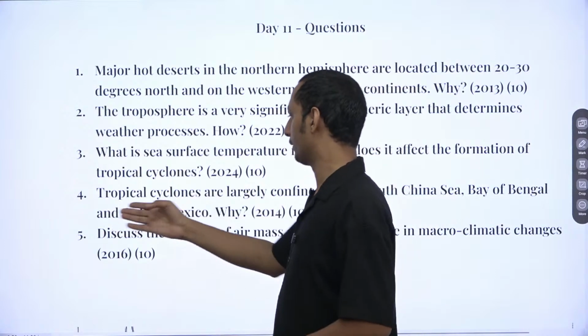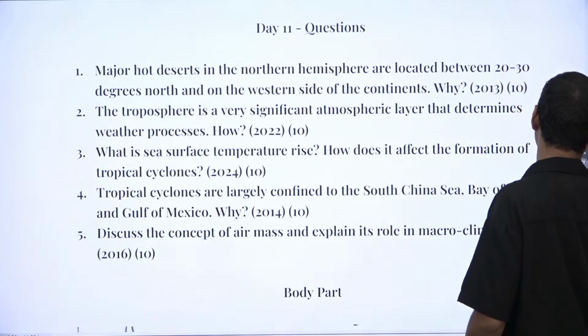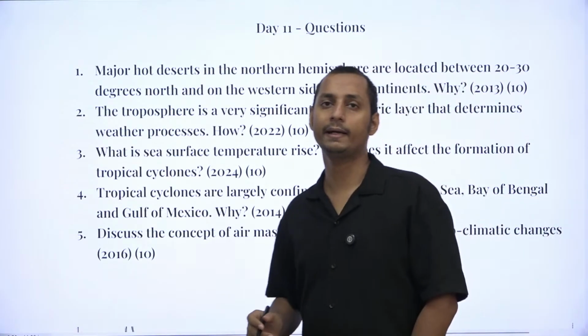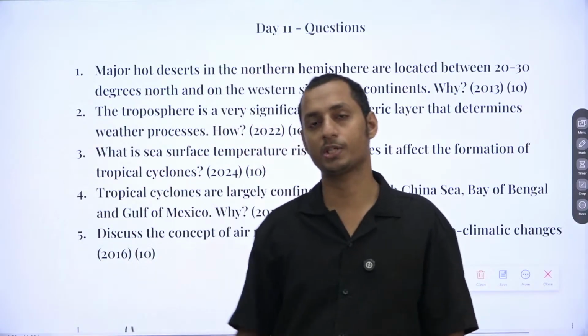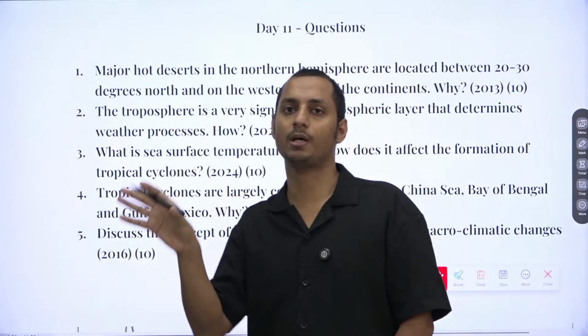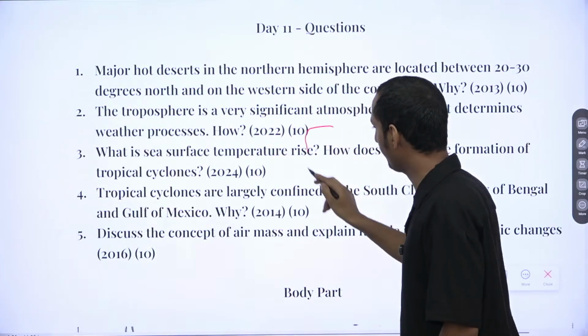Now, the fourth one: tropical cyclones are largely confined to the South China Sea, Bay of Bengal, and Mexico. So here you can mention any recent example. You can mention any recent contemporary cyclones which happened in these regions, and mention that mostly all of these cyclones are focused on or confined to these areas. You can draw a world map.